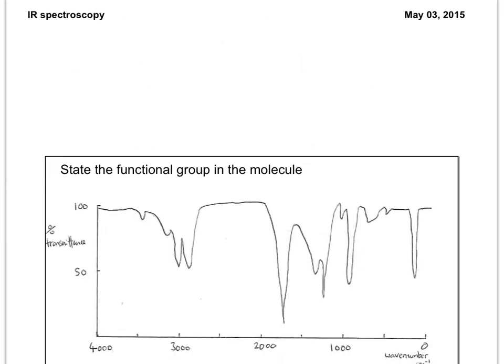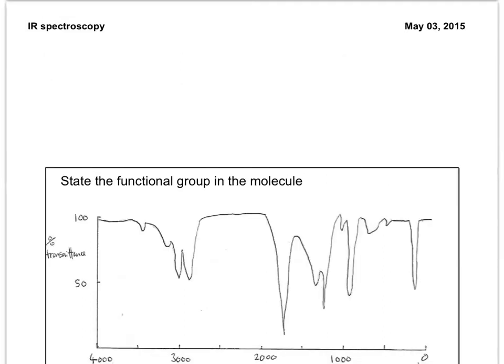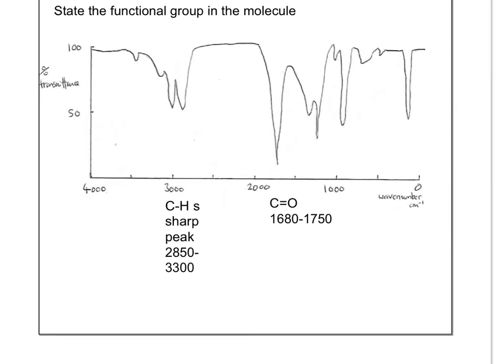Another example is, can you state the functional group here? For a clue, this is not an amine, it's too low for an amine. This is the important section to consider. So there's a sharp peak. And the answer is an aldehyde, so it's C double bond O, because it has a sharp peak between 1680 to 1750. There's a sharp peak at 2850 to 3300 wave numbers. And below 1500 here is the unique fingerprint region.